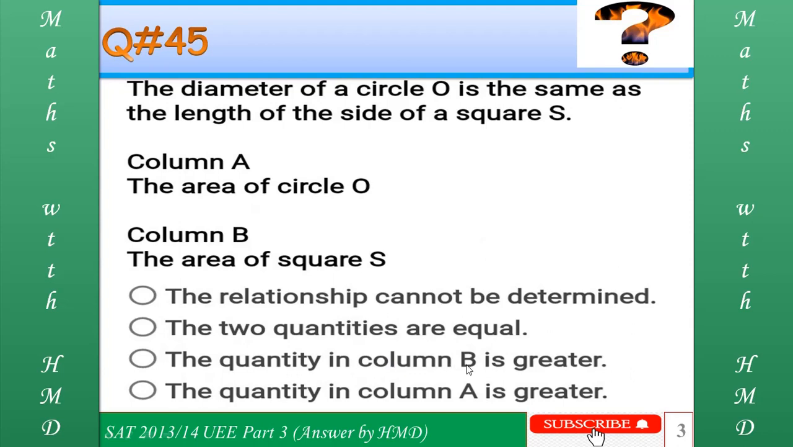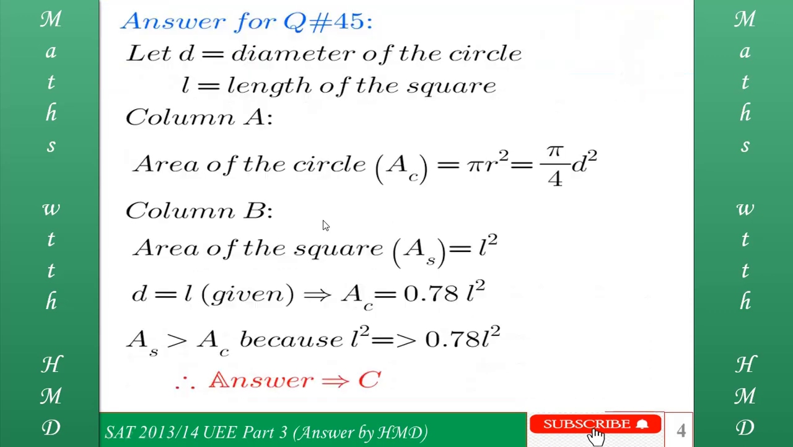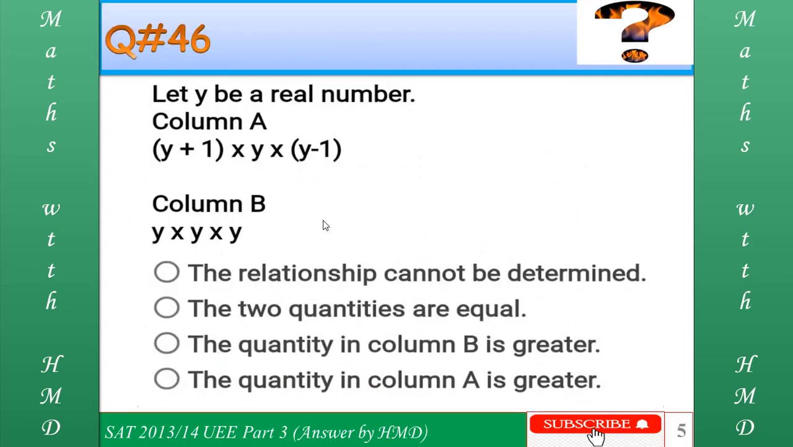That is, the quantity in column B, which is the area of the square, is greater than the quantity in column A, which is the area of the circle. I hope you got the answer. Thank you very much. Let's continue with the next question, which is question number 46.